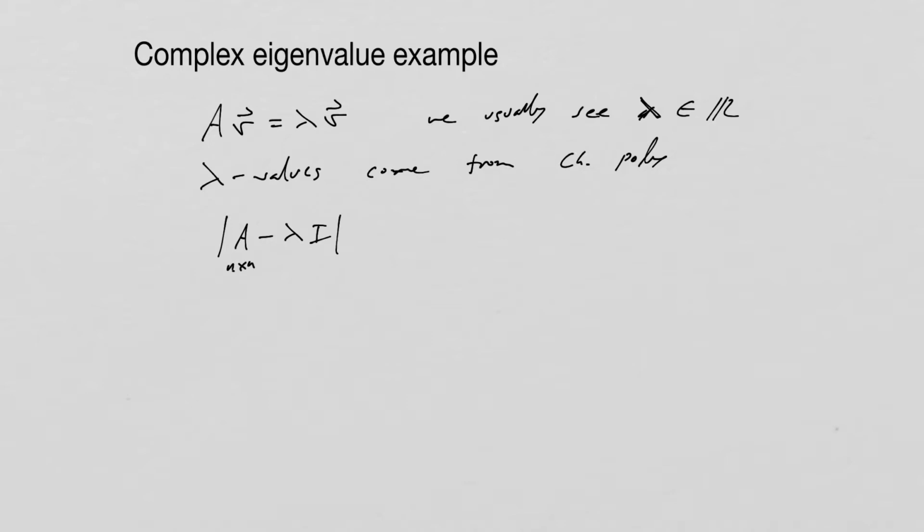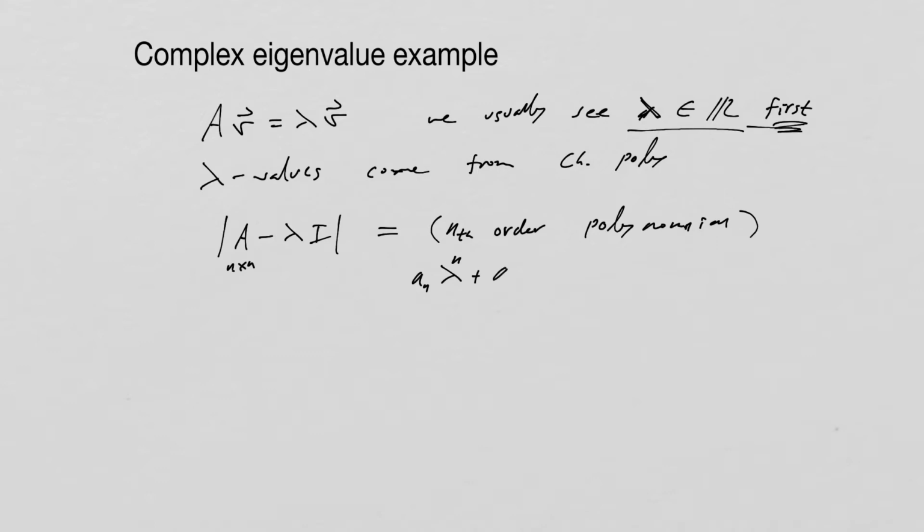Of course, if we have an n by n matrix, we know that this is going to be an nth order polynomial. I should say that we usually see just examples where lambda is real in our first examples of this when we're showing students this. But in general, what we get is an nth order polynomial. So it's going to be something like a_n lambda to the nth power plus a_(n-1) lambda to the n minus 1th power, all the way down to a_1 lambda plus a_0 is equal to 0.